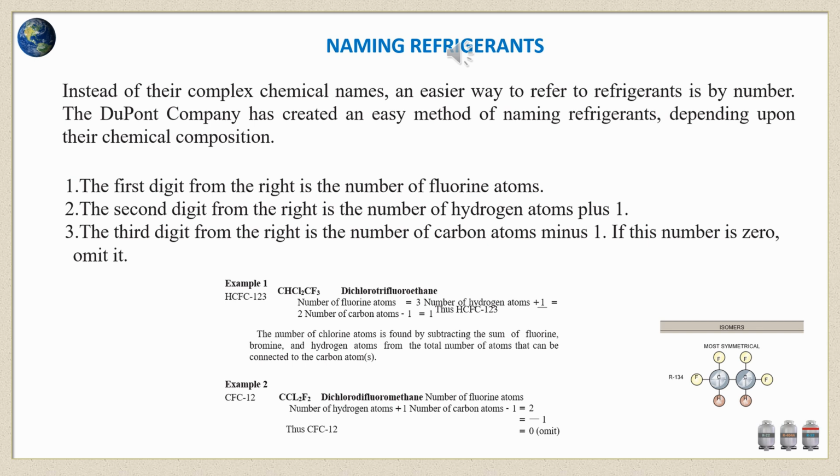Example 2. CFC 12. CCl2F2. Dichlorodifluoromethane. Number of fluorine atoms equals 2. Number of hydrogen atoms plus 1 equals 1. Number of carbon atoms minus 1 equals 0. Omit. Thus, CFC 12.